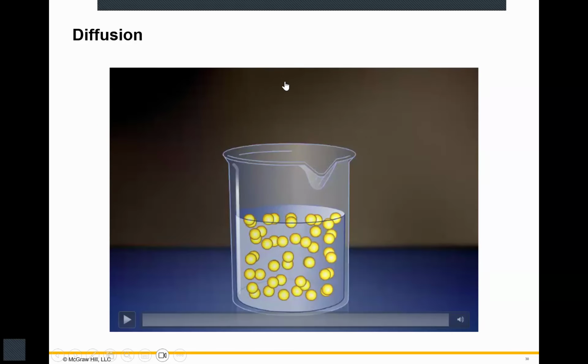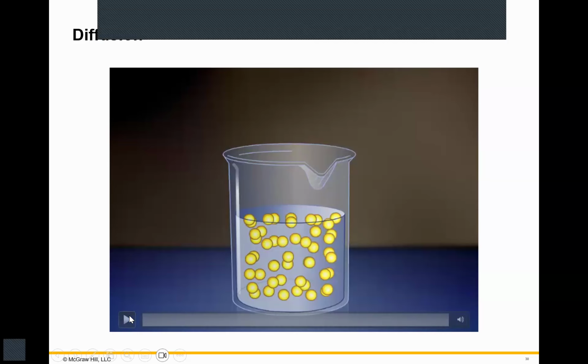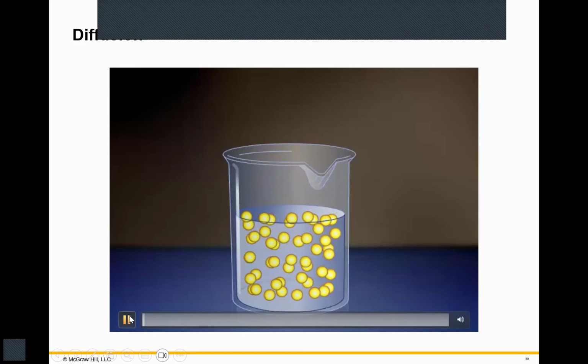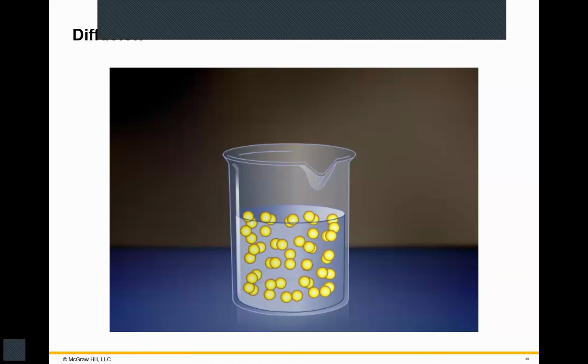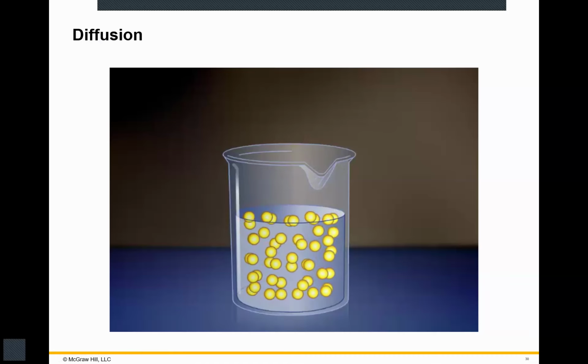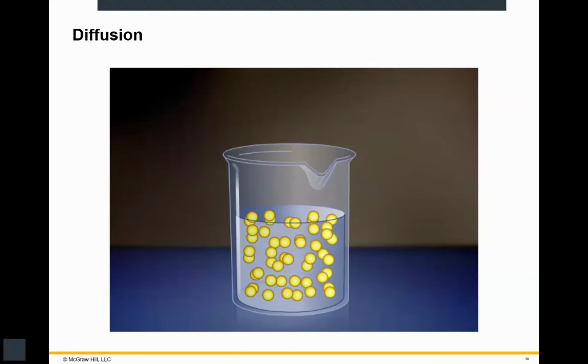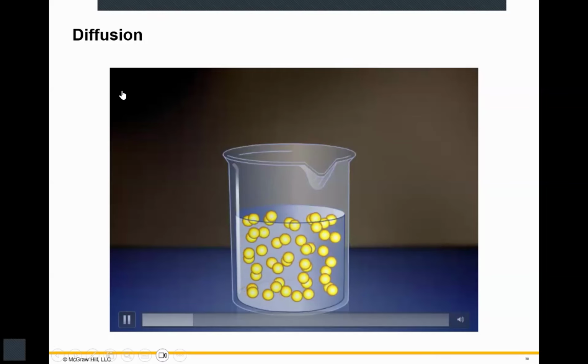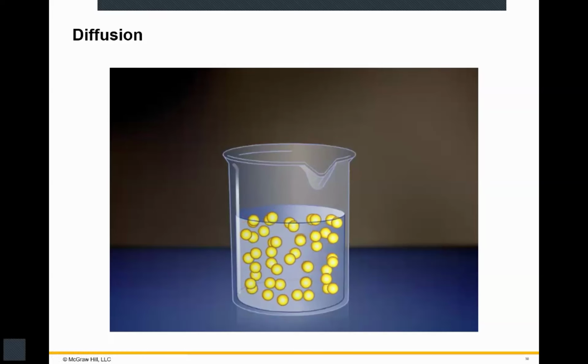Now let's look at how this video demonstrates the process of diffusion. Molecules dissolved in a solution are in constant random motion due to their kinetic energy. One result of this motion is that dissolved molecules become evenly distributed throughout the solution. This tendency of molecules to spread out is an example of diffusion. But how do these molecules come to be evenly distributed?